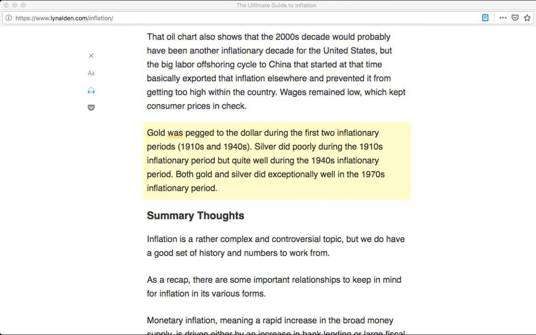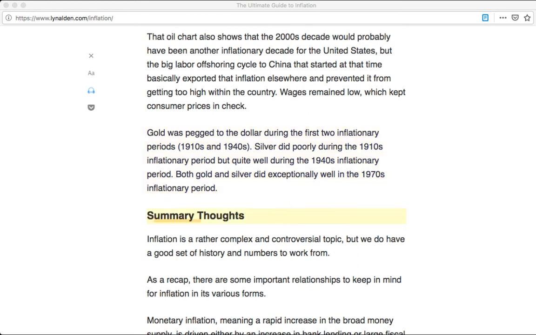Gold was pegged to the dollar during the first two inflationary periods, 1910s and 1940s. Silver did poorly during the 1910s inflationary period but quite well during the 1940s inflationary period. Both gold and silver did exceptionally well in the 1970s inflationary period.